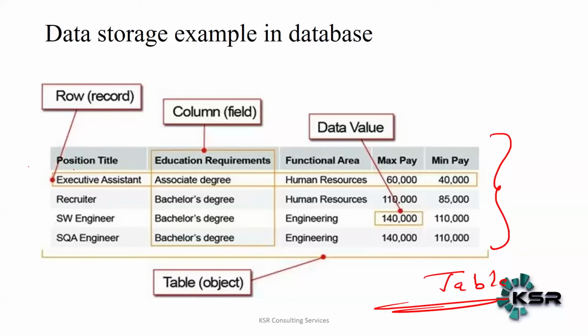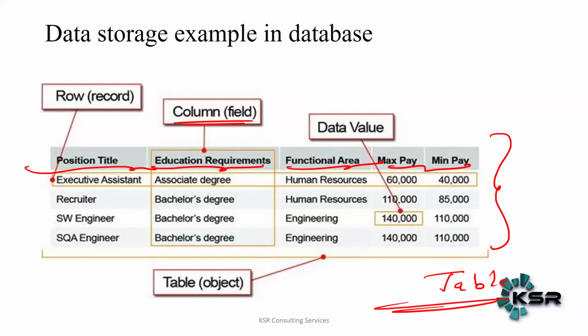Now in this, everyone has a position, everyone has requirements, everyone has a maximum pay, minimum pay. All this is common. For example, name. Everyone has a name in this group. Phone number. Everyone has a phone number. Age. Everyone has an age. So all this, name, age, or phone number, is common for everyone. I would call it columns, right?